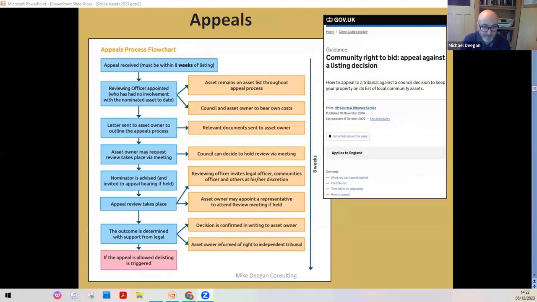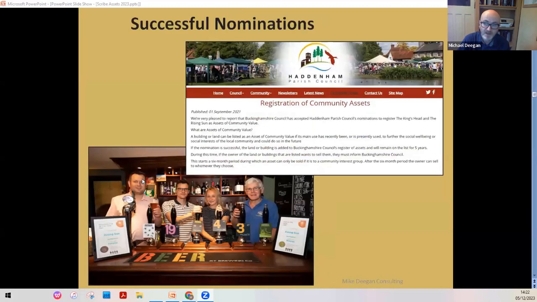Although the owner of an asset may appeal against inclusion on the list, unfortunately, there's no provision for a council nominator or a community nominator to appeal if it's rejected. So this is a real anomaly, I feel. It's very much one way, the appeals process against the community that's nominating.